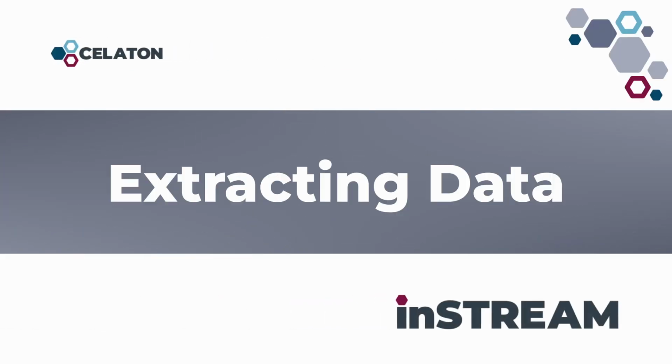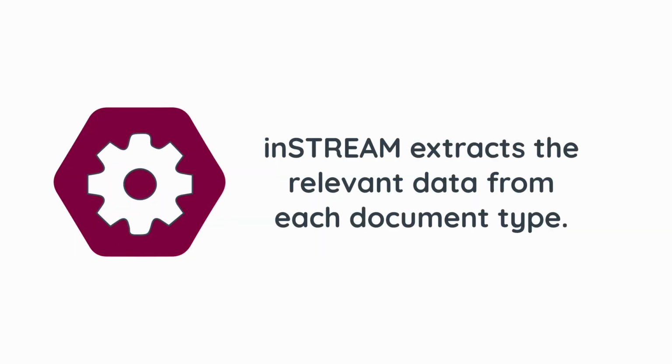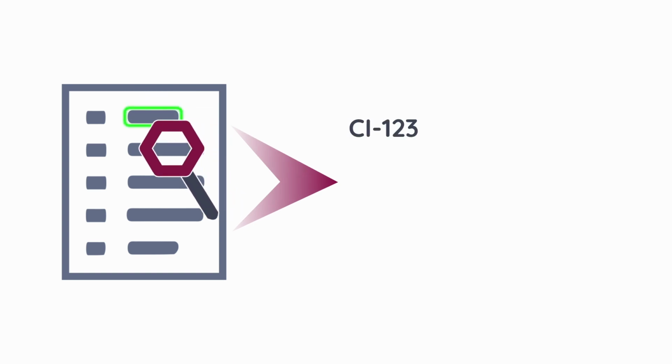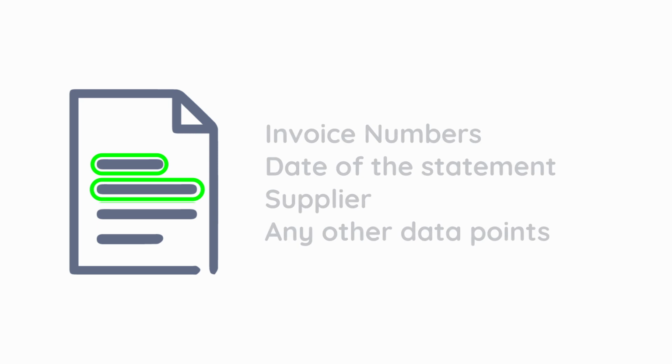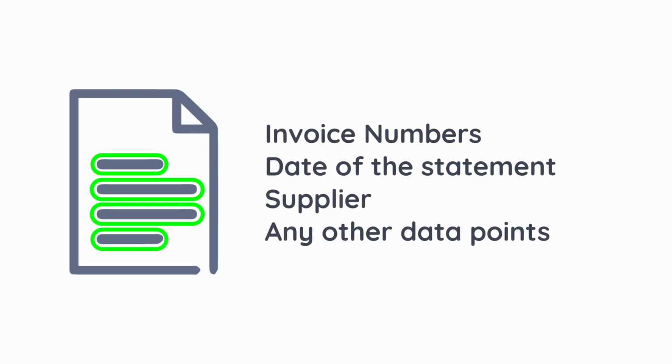Extracting data. InStream is carefully configured to extract the relevant data from each document type. When InStream receives an invoice, it will have data such as the invoice number, supplier, invoice date, and monetary values on the document. With a document such as a statement, you may want InStream to look at extracting all of the invoice numbers that are on the document, date of the statement, supplier, and any other relevant data points.